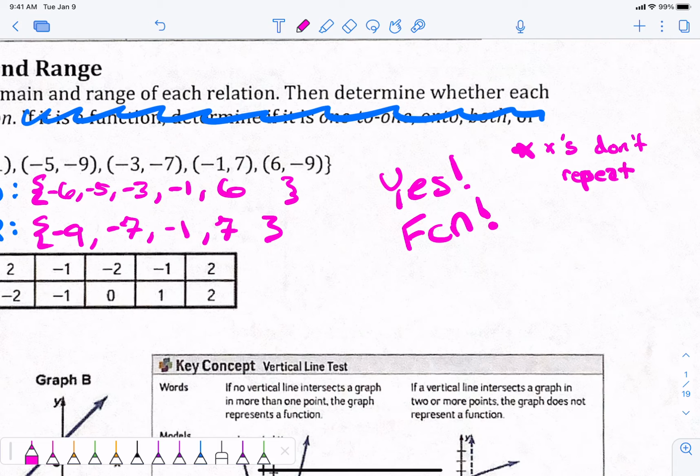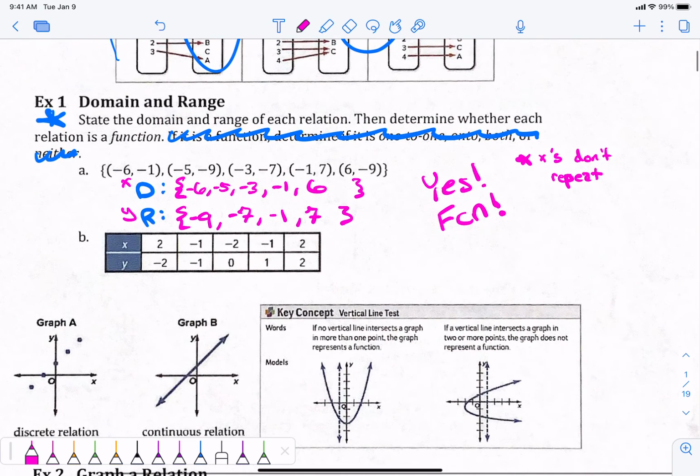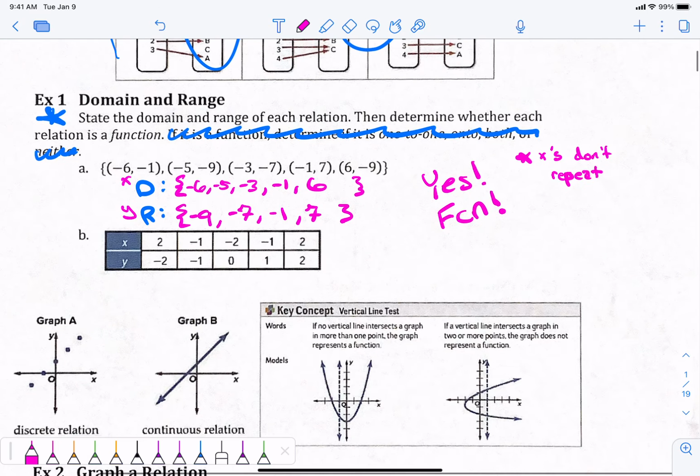Okay? Good? All right, let's go to this one. This is in table format, but it's just the same thing. This first ordered pair is the ordered pair 2, -2. Then I have -1, -1, etc. So let's do domain and range. Domain and range. The domain is the x's. So my first x is what?